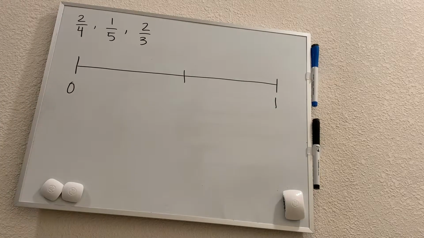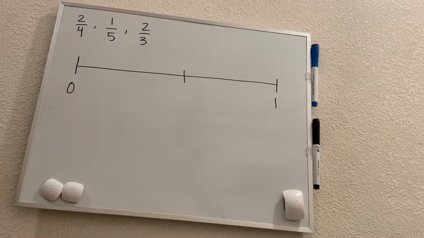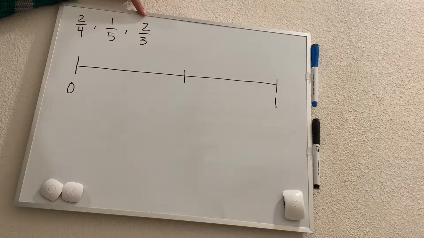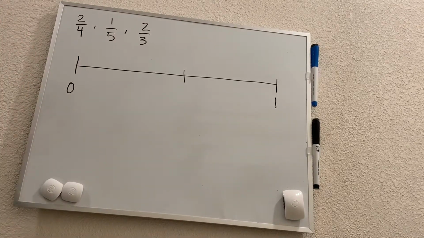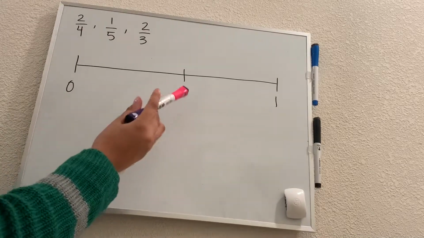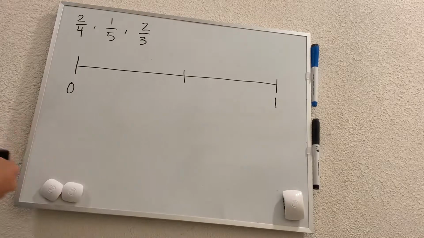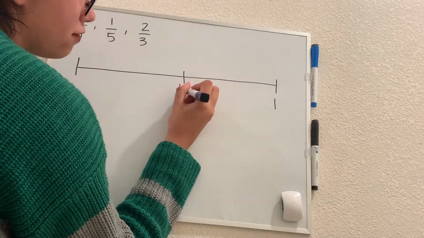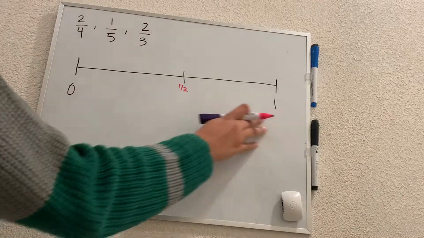Okay, so I'm trying out a new setup today, but basically this is your question. They want you to put 2/4, 1/5, and 2/3 on this number line. You know that this number line goes from 0 to 1. What's straight down the middle of 0 and 1? Straight down the middle of 0 and 1 is the same thing as saying half, right? Okay, so here's 0, half, and 1.